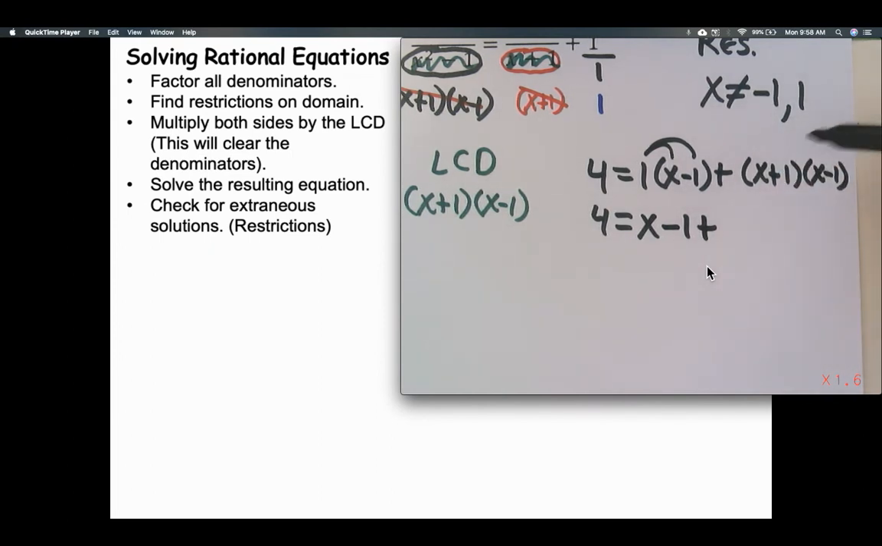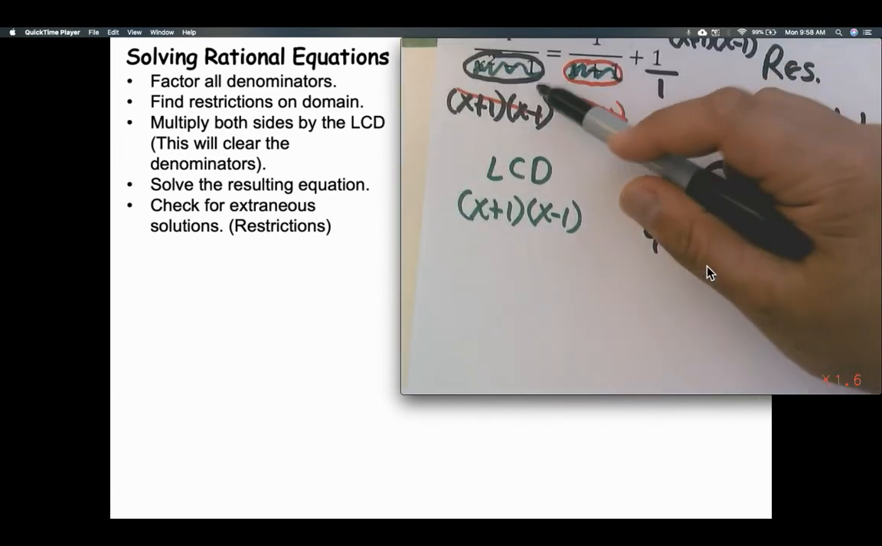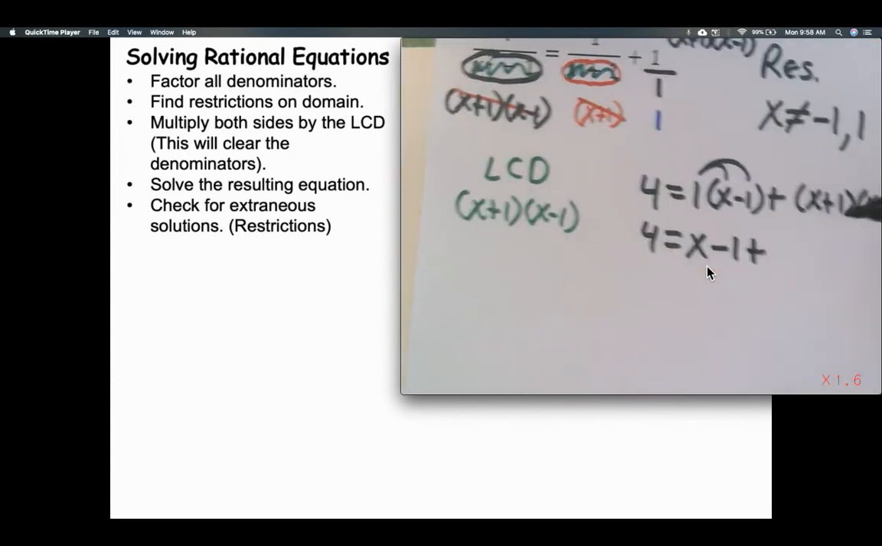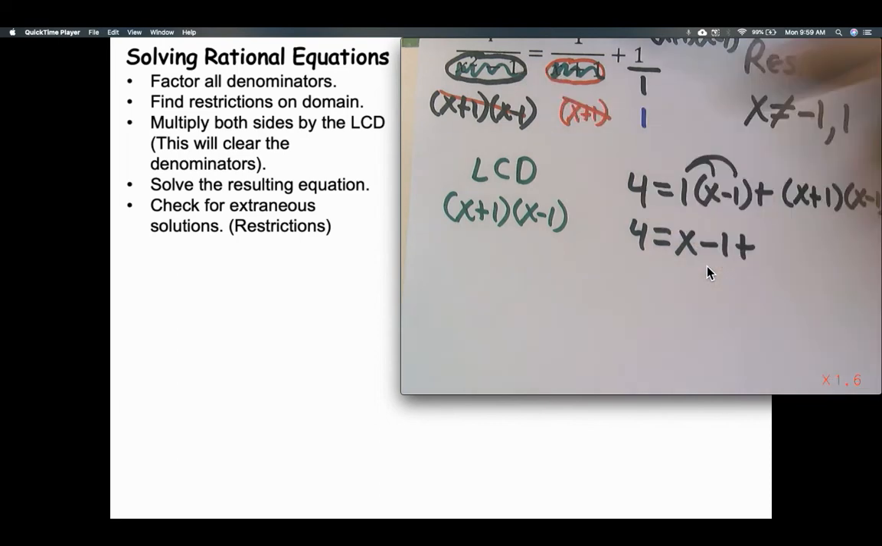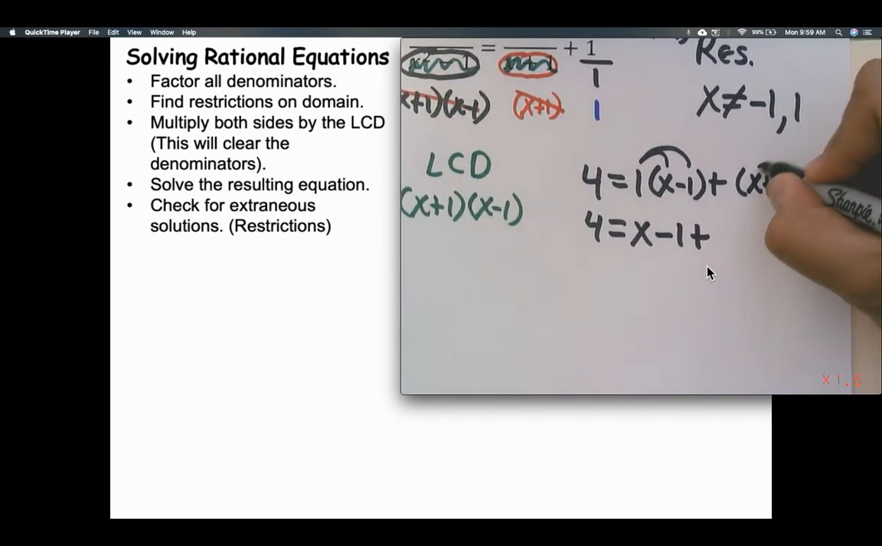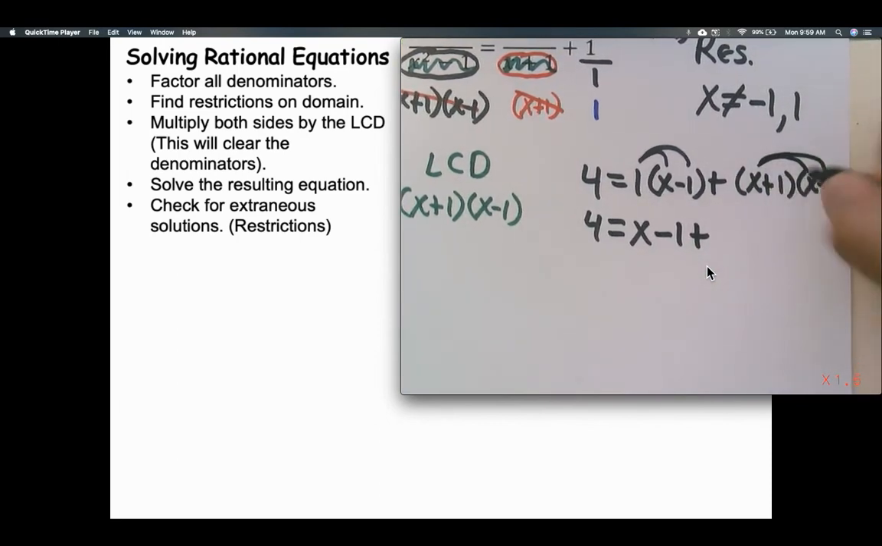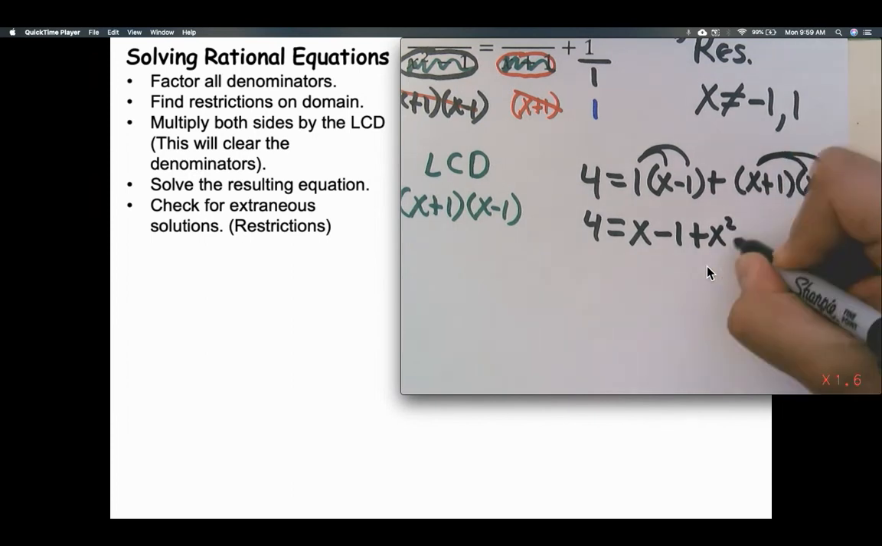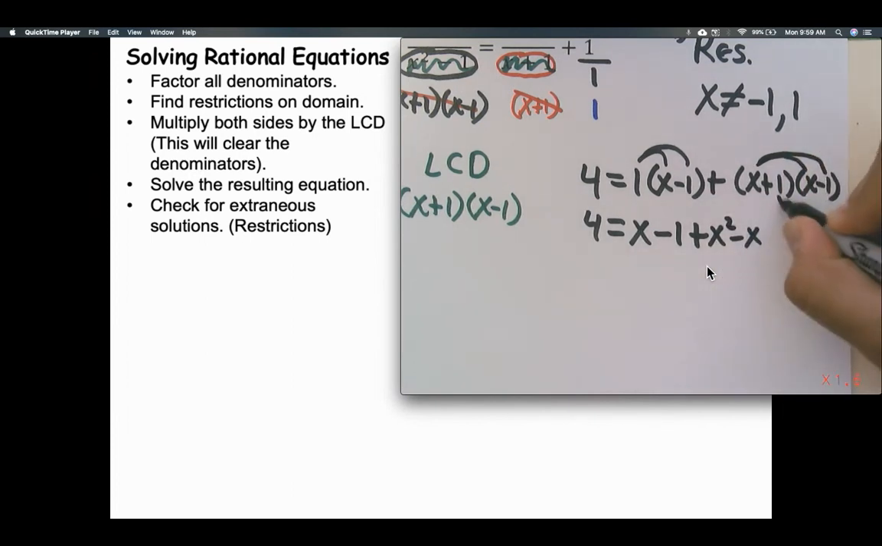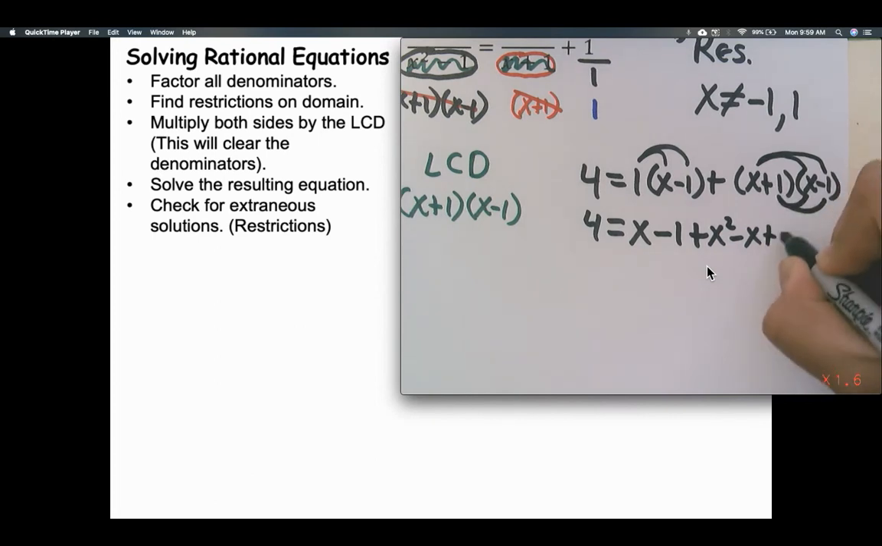Now, if you remember, this was actually the same thing as over here, already factored out. So we should get an x squared minus 1. So I'm going to distribute this x into there. So x times x is x squared minus x. Same thing here. Distribute. You get a plus x and a minus 1.